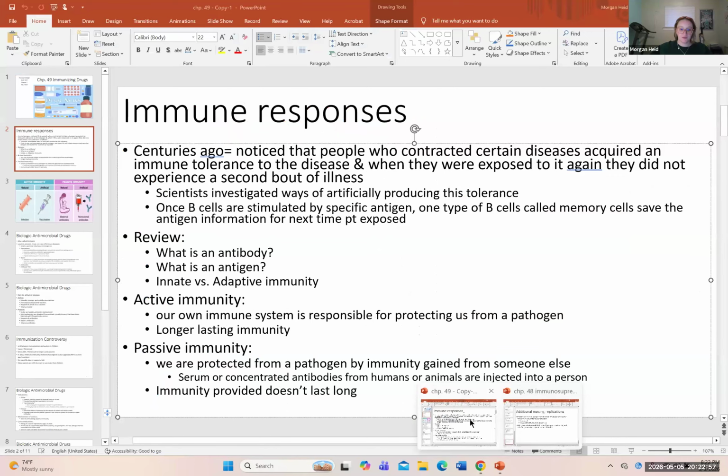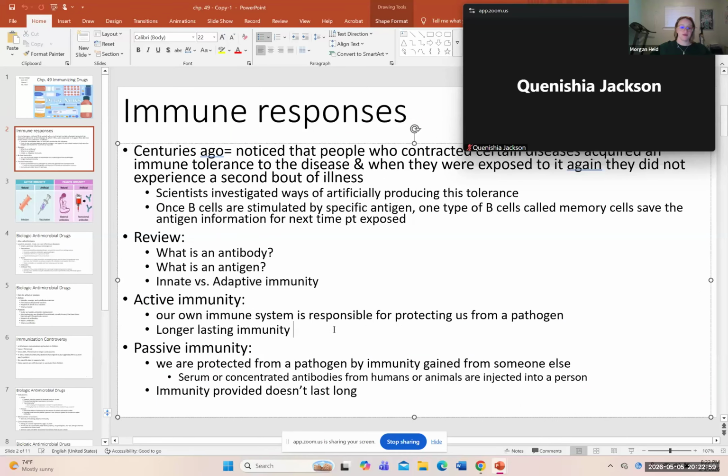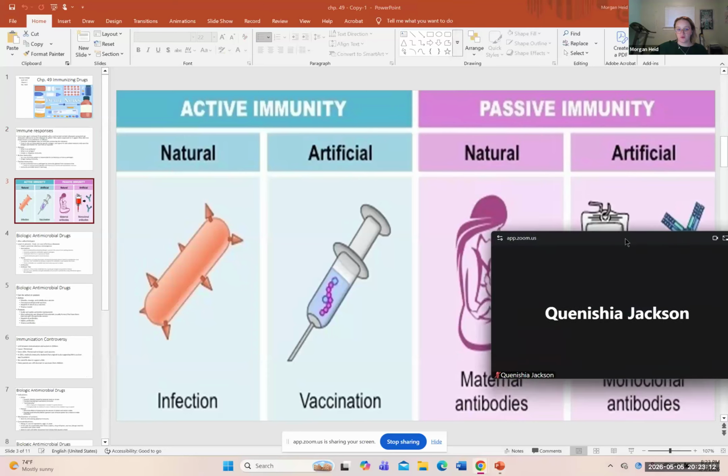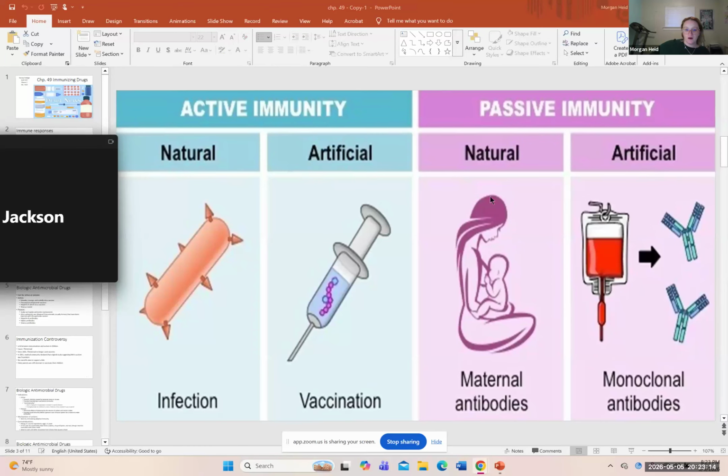Then we went over adaptive and innate in the beginning. Does anybody have any questions about that, or are we good? All right, I like this picture right here. It's a great way to summarize this. Have you guys heard of active and passive immunity? Has that been brought up before?